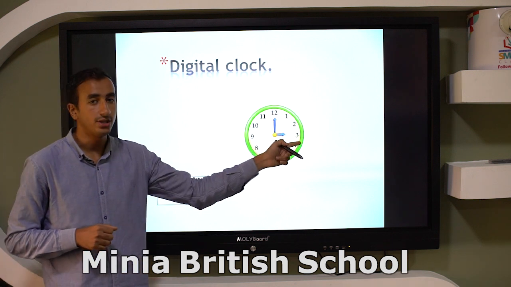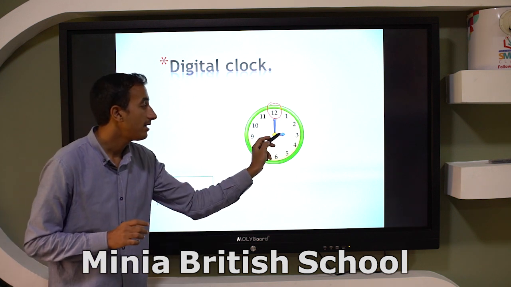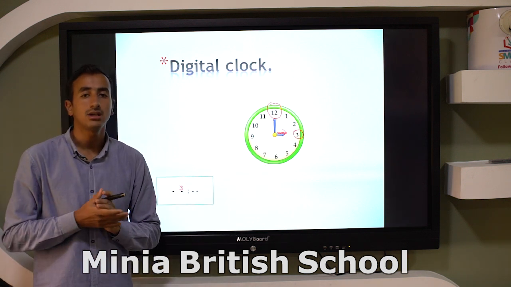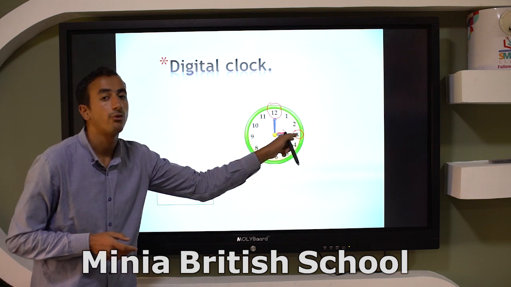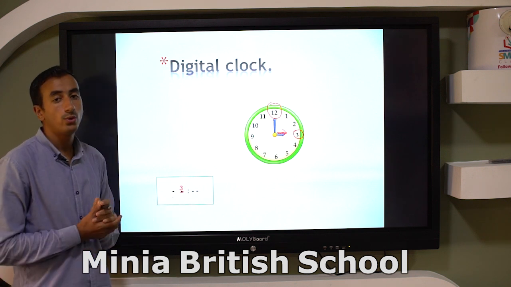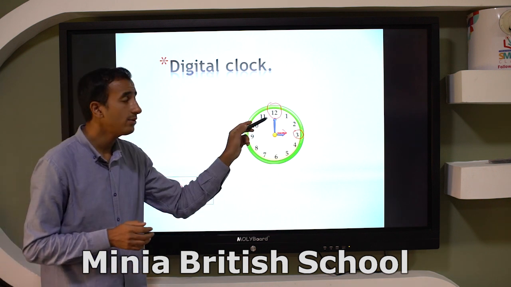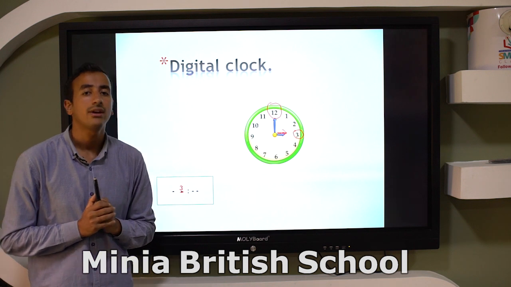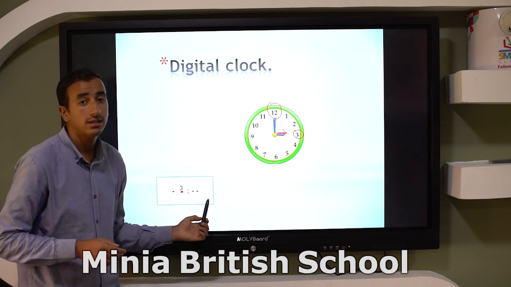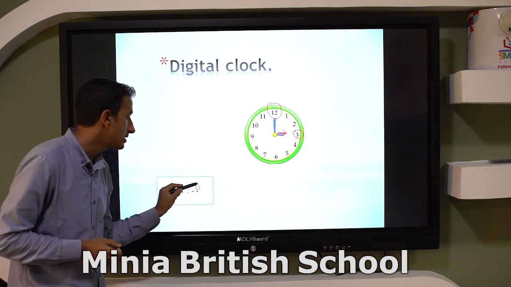Here it's 3 o'clock. We have the long hand at 12, so it's o'clock. And the short hand for hours is at 3, so we write 3 o'clock. We write the number for hours in the first space to the left of the 2 points. 3 here. And since it's o'clock, we write the minutes in the 2 spaces on the right, which are 2 zeros.